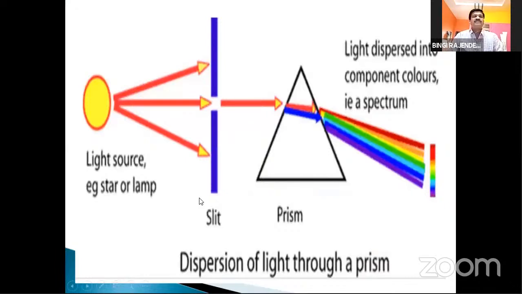Now, light from the sun or any lamp or torch light comes through a small hole, a single light ray which is white in color. It will be incident on the surface of the prism, and it will split into 7 colors. Light is dispersed into components of color, that is a spectrum. This is known as dispersion of light through a prism. This is explained in that figure, and there is also an activity we will see later.